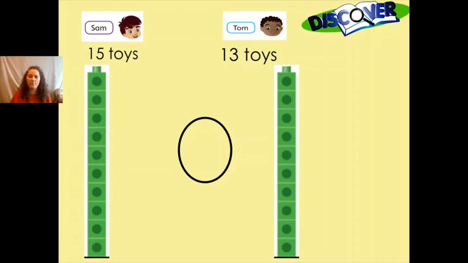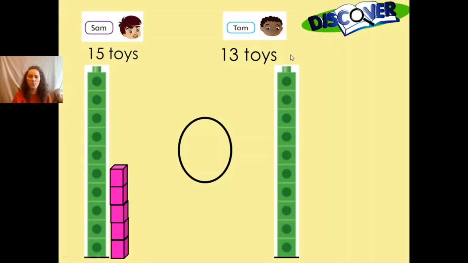Let's start with Sam. He already has 10 cubes and we need to give him 15. Count on with me and let's stop when we get to 15. Are you ready? 10, 11, 12, 13, 14, 15. Sam has got his 15 toys represented by my cubes.